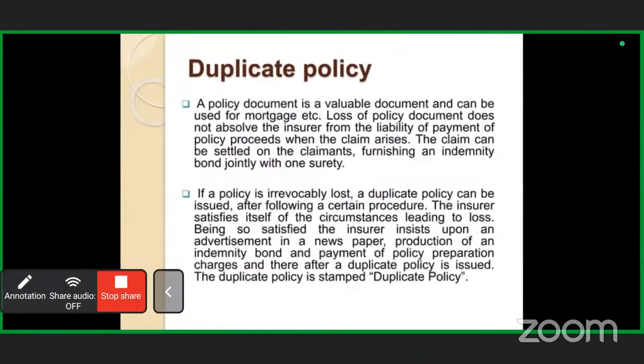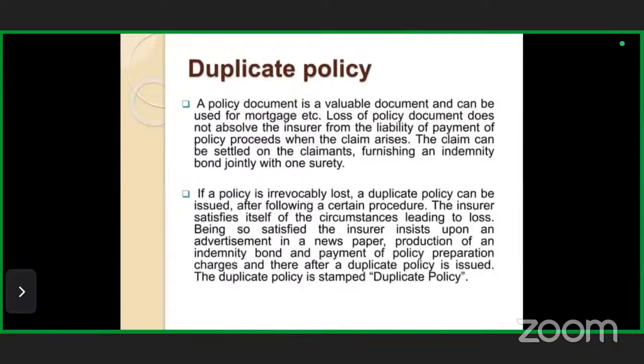Then coming to the duplicate policy. What is duplicate policy? A policy document is a valuable document and can be used for mortgage, etc. Loss of policy document does not absolve the insurer from the liability of payment of the policy proceeds when the claim arises. The claim can be settled on the claimant's furnishing an indemnity bond jointly with one surety. So any loss of policy document happened, then duplicate policy copy 100% has to be issued by the insurer.